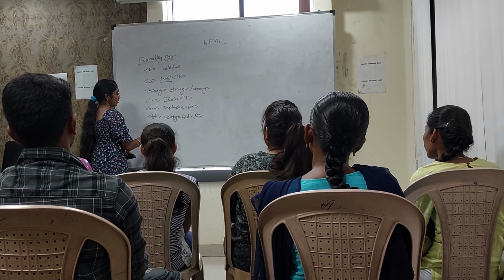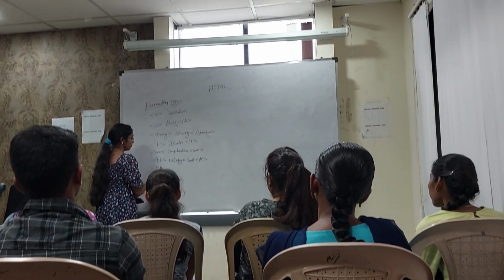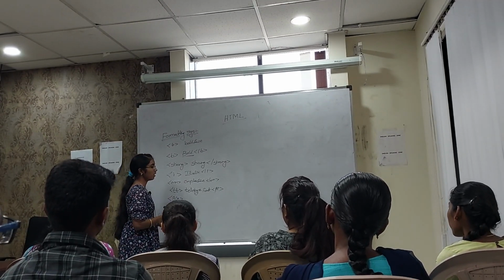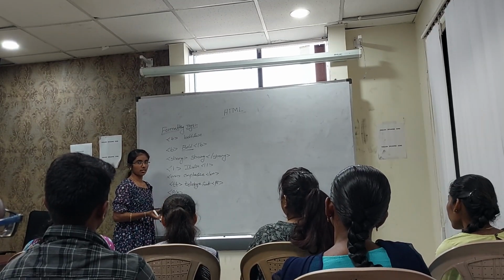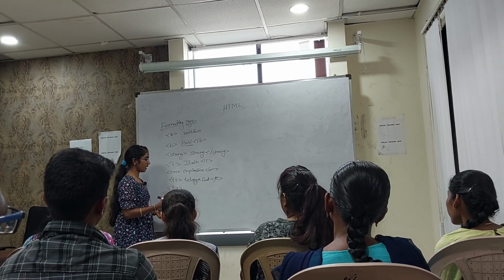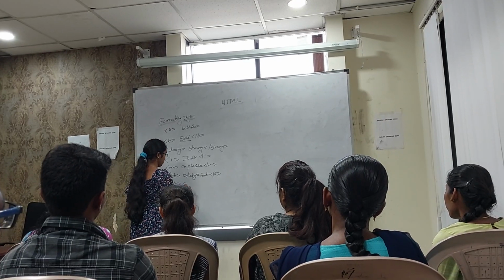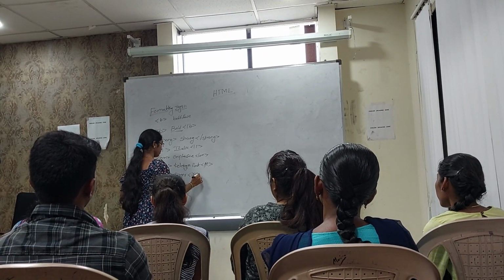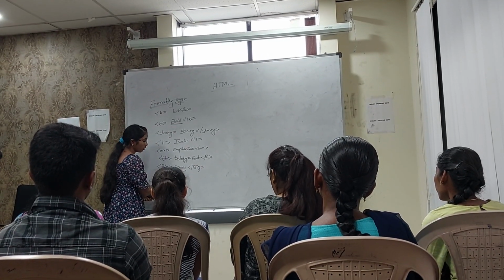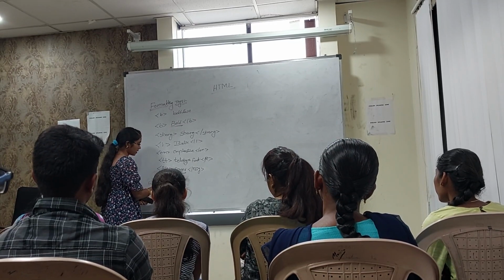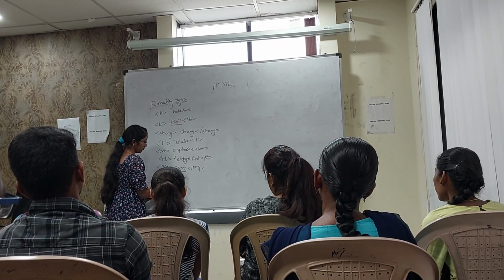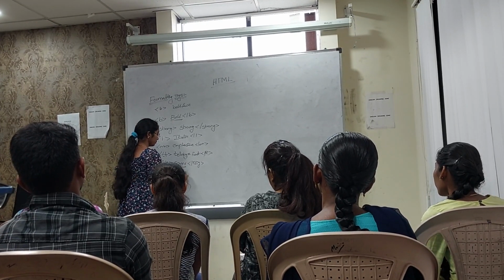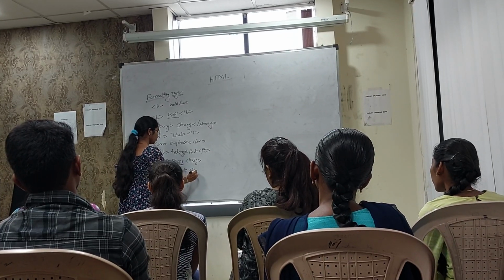Next we have the big tag. It will display text bigger than the normal text. Whatever normal text we have, this word will be printed bigger than the normal text. Next, small. This tag will display text smaller than the normal text. Then close small tag.